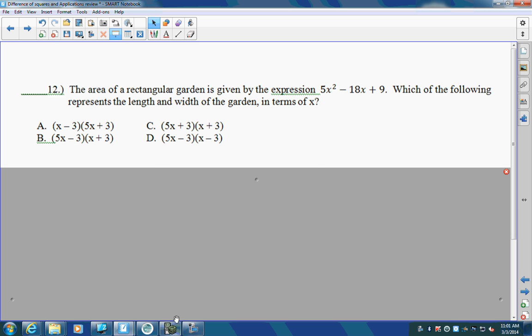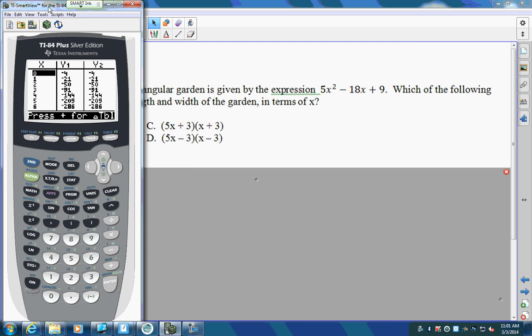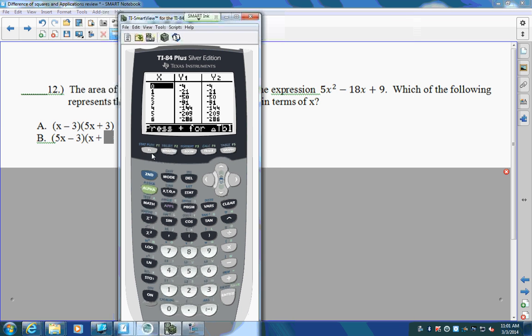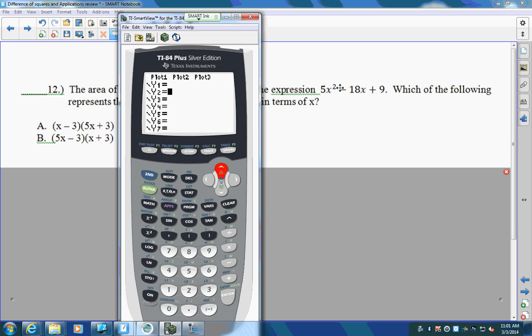Take your calculator, and let's go into y equals. And I want you to put the problem, that expression, into y1. 5x squared minus 18x plus 9 into y equals.